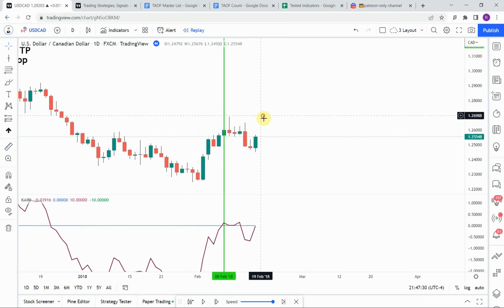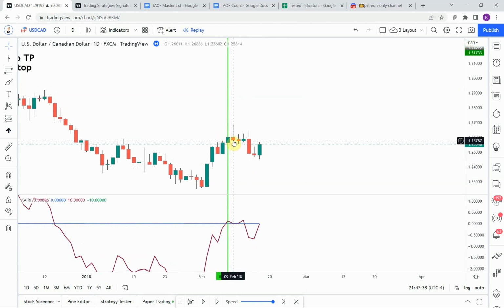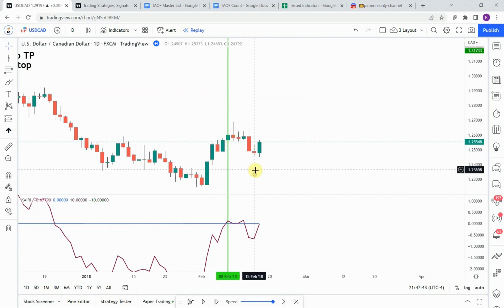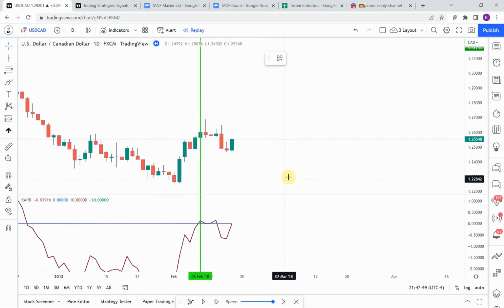All right, so the first signal that we pick up is a long signal. You can see that we get the break to the upside right here. Entry would have been right there on the open of this candle. We get a push to the upside, just enough there to get up and get us to our take profit. Let's go ahead and continue on here.